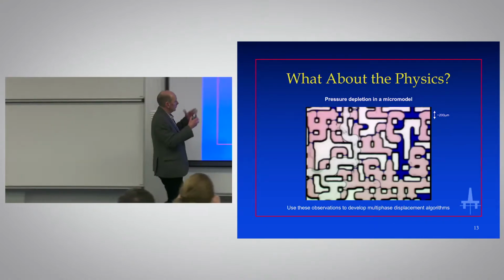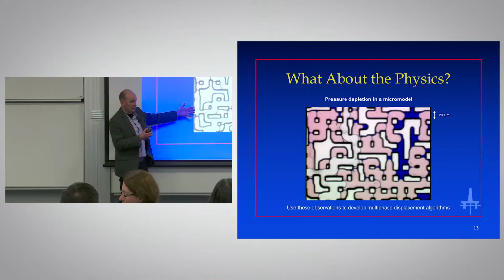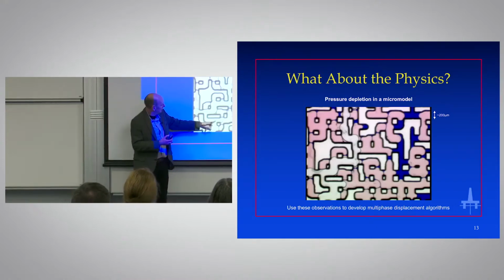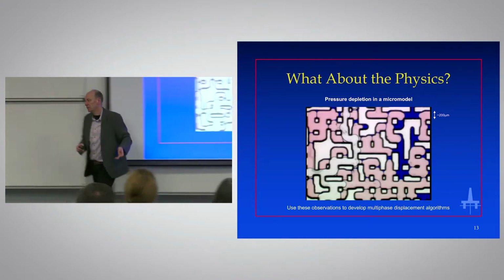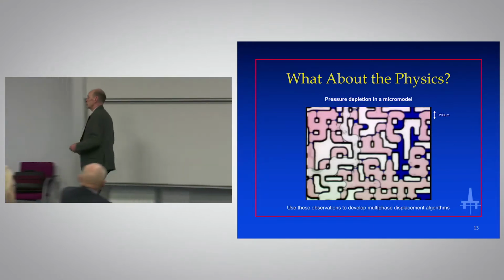So as the pressures, we're going to drop the pressure in the micromodel, and the bubbles are going to start to expand, and they'll start to expand predominantly in the biggest parts of the pore space. So we set this going.